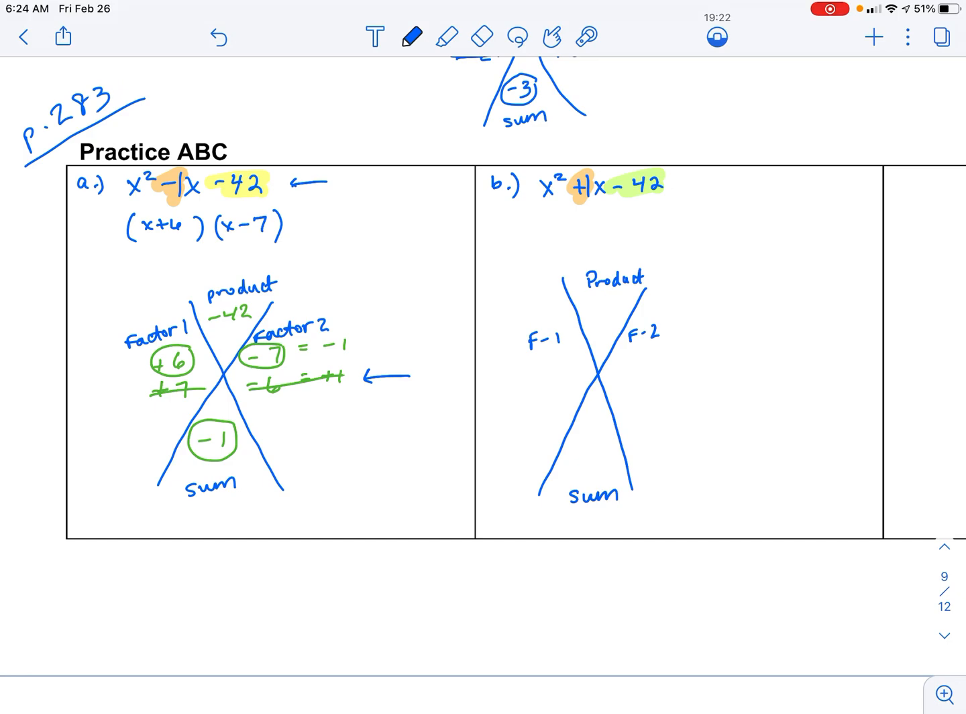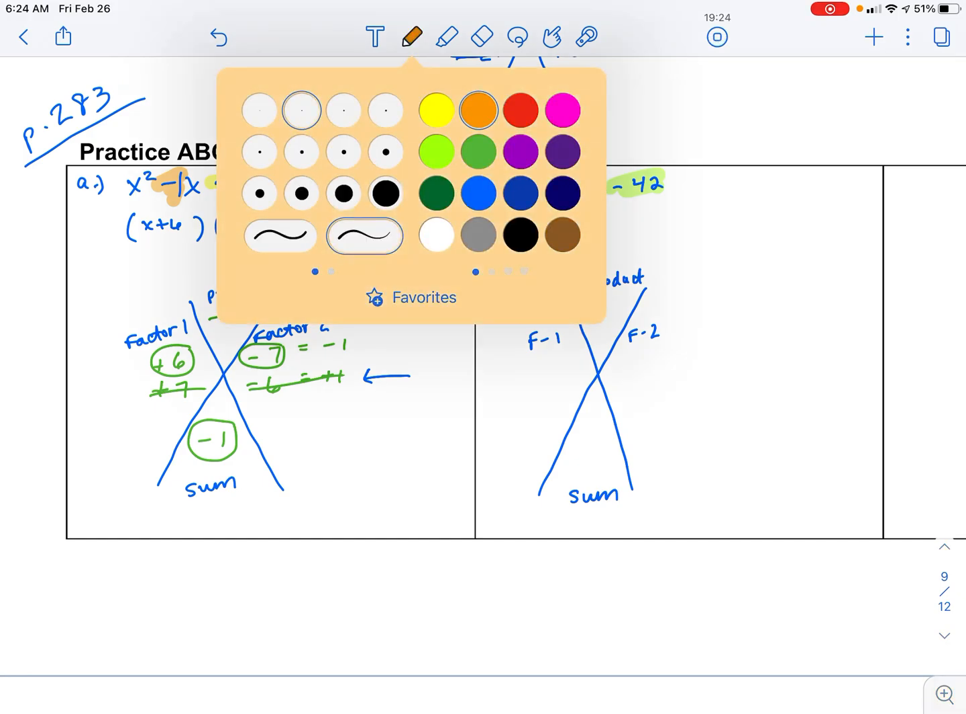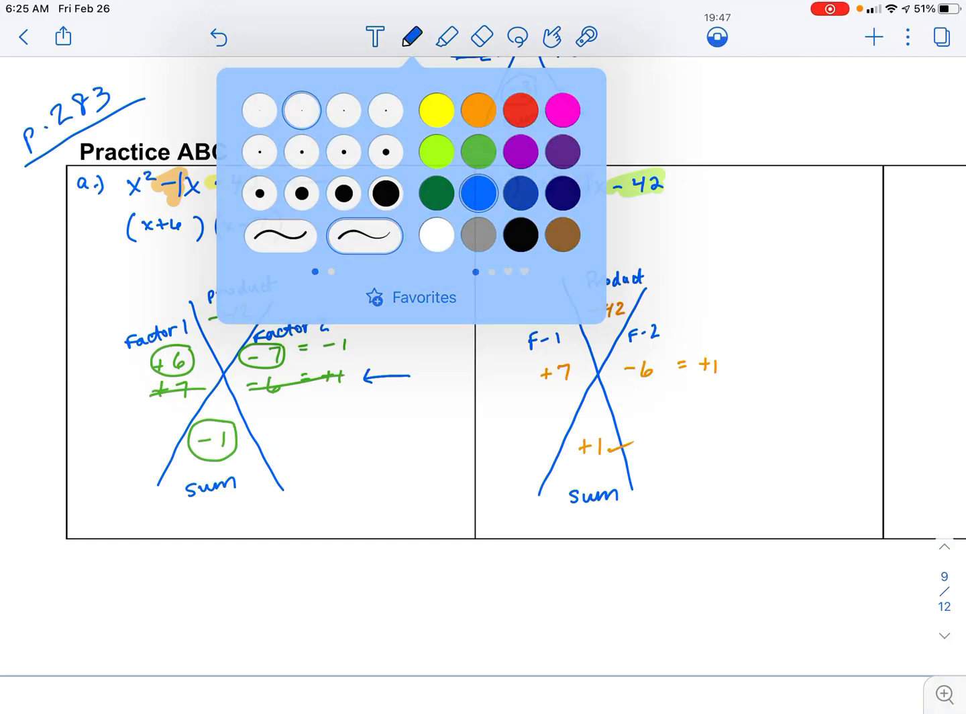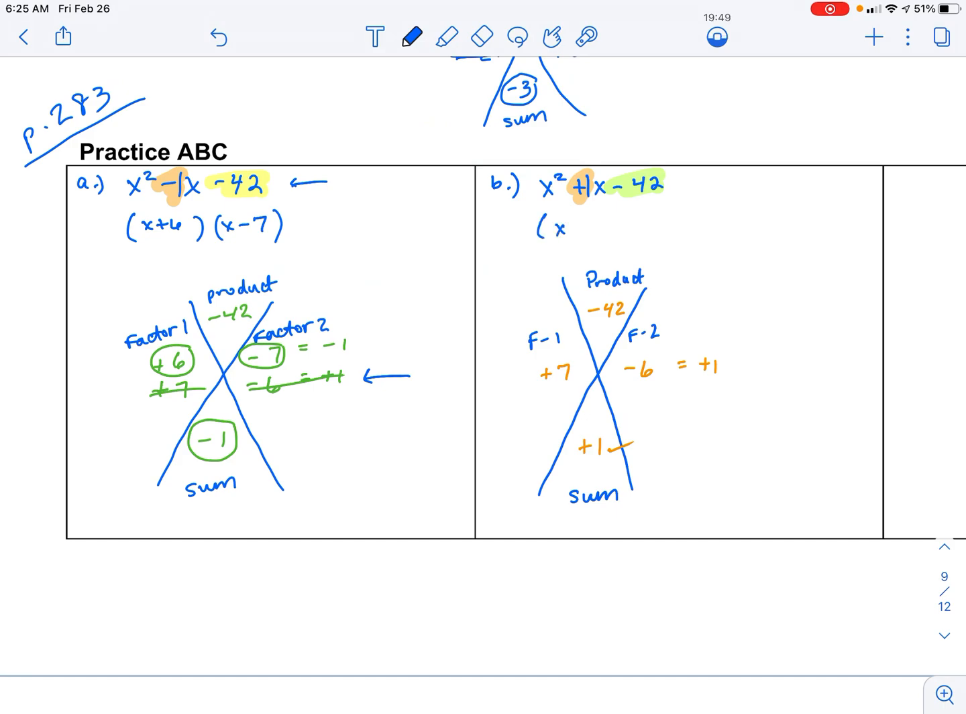Okay, so our product is going to be negative 42, and our sum is going to be positive 1. We discovered earlier that if I chose a positive 7 and a negative 6, multiplying those gives me negative 42, but when I add them, it gives me positive 1, which is what I'm after down here. So there we found those right away, simply because we found them in the last problem, kind of by accident.